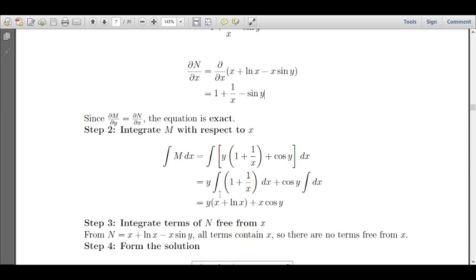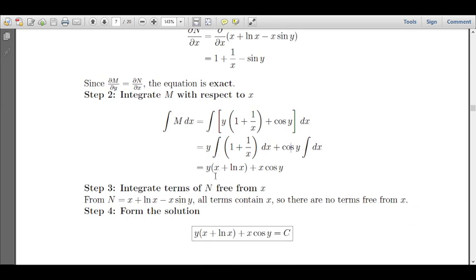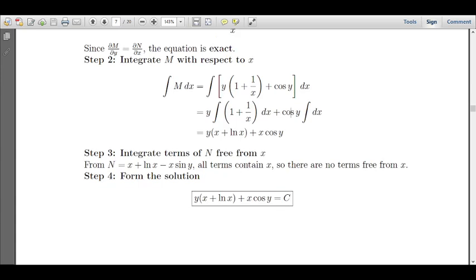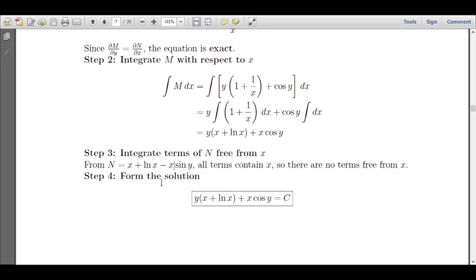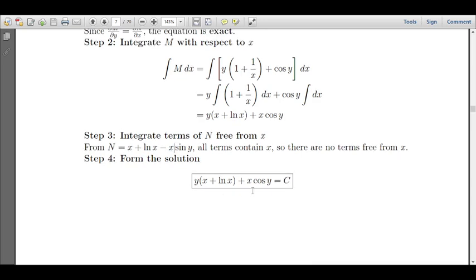So this is y integral 1 plus 1 by x dx plus, since the y term is constant, we write cos y as it is into integral dx. So this is y into integration of 1, which is x, plus integration of 1 by x, which is log x, plus x cos y. Now integrate terms of n that are free from x. There are no terms free from x, because every term contains x. So from step 2, y into x plus log x plus x cos y equal to c. Thank you.